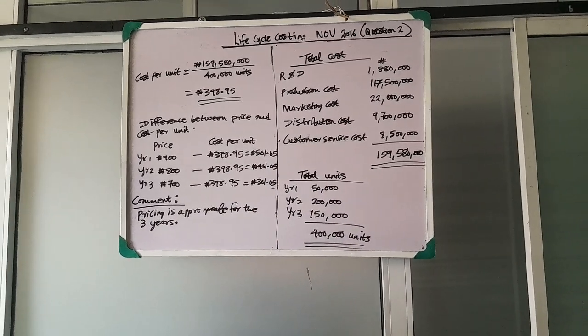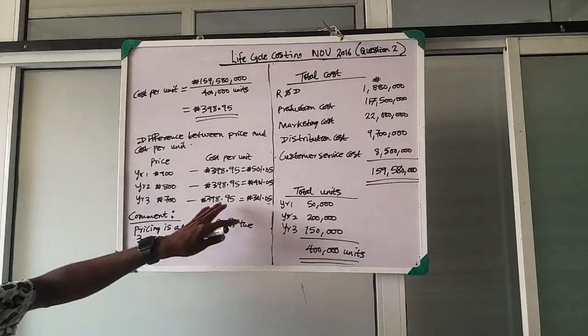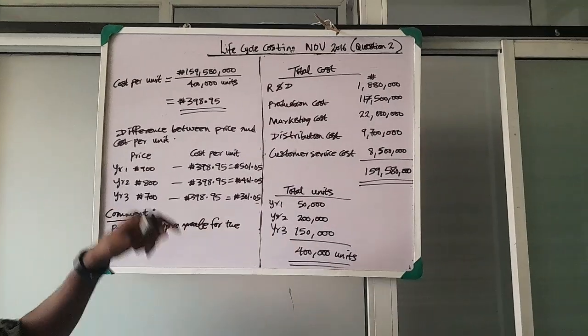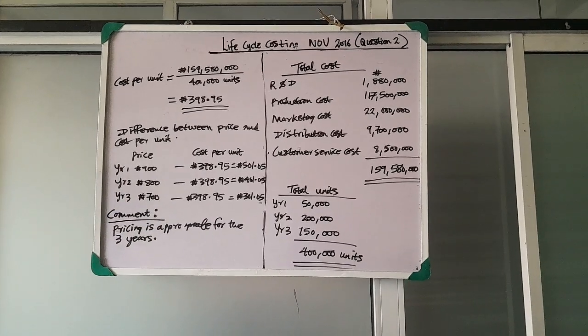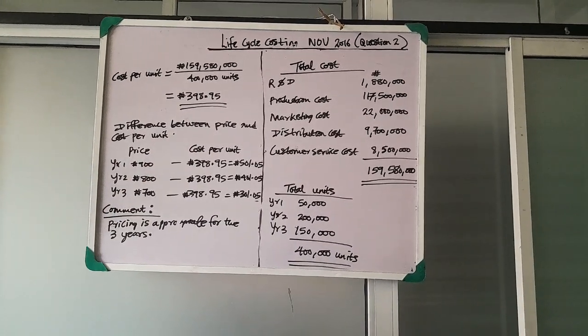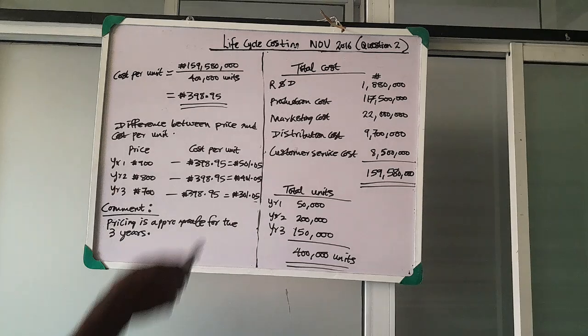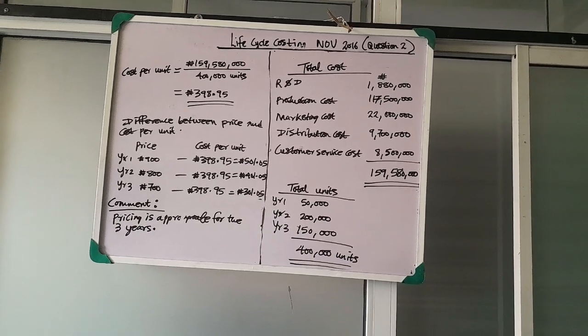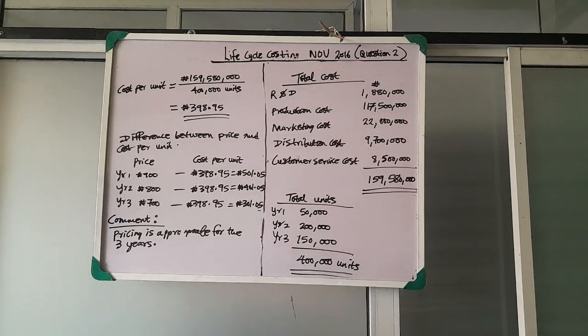Assuming it was the other way around, we are having any of the years when cost per unit is higher than the pricing per unit, we will say for that particular year, pricing is inappropriate. But for the 3 years we have seen here, assuming all figures they have given us is accurate, their pricing policy is appropriate.